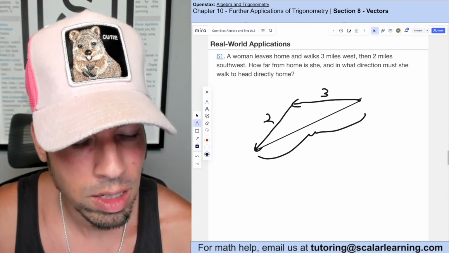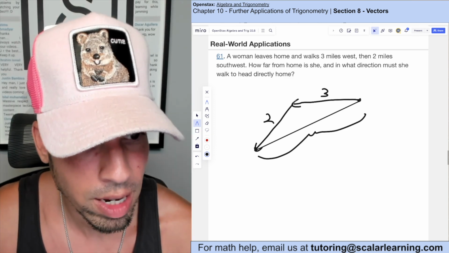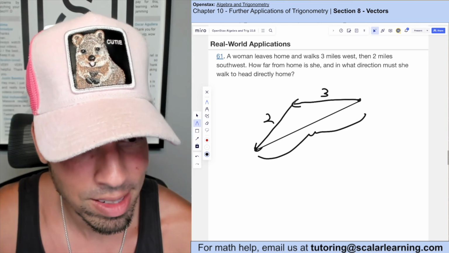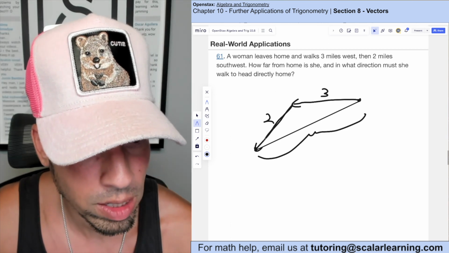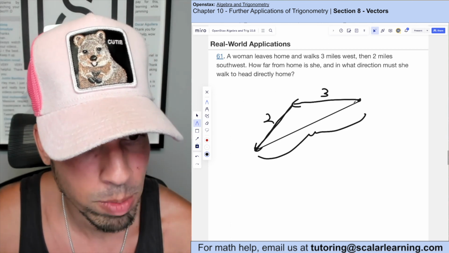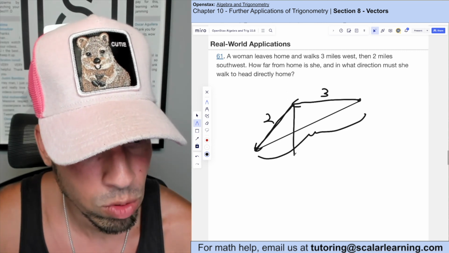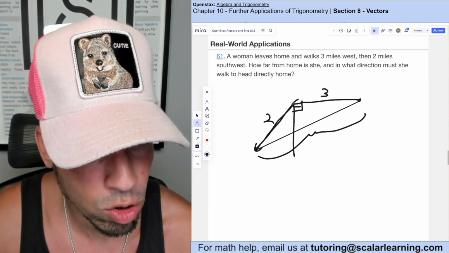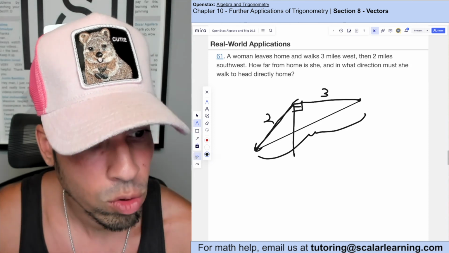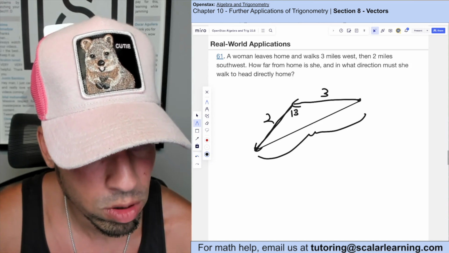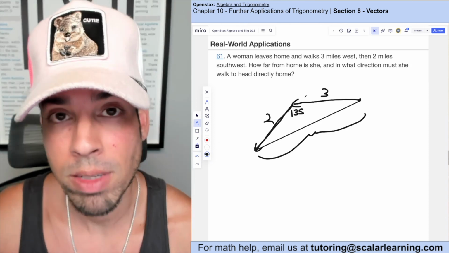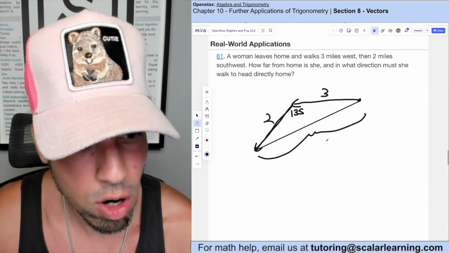If we think about it, this is going straight across, and then this is going exactly southwest. That means this is going at an exact 45-degree angle, which means if this was going straight down, that'd be 90, but then it's going another 45. So 90 plus 45 is 135. So guess what? We have enough for a little law of cosines.